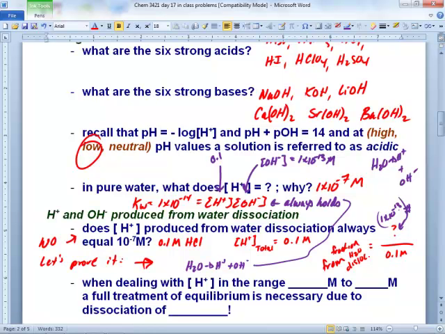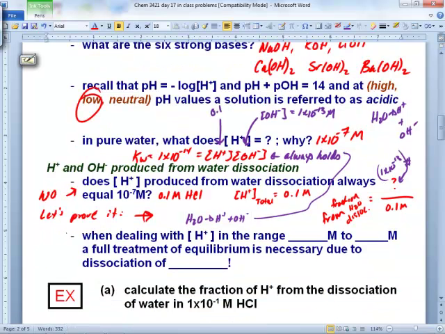We do not need to do a full systematic treatment of equilibrium, because this is minuscule. 1 times 10 to the negative 10, all right? A tenth of a billionth. So we don't worry about it. We don't need to do full systematic treatment. Okay? However, you can see it coming.